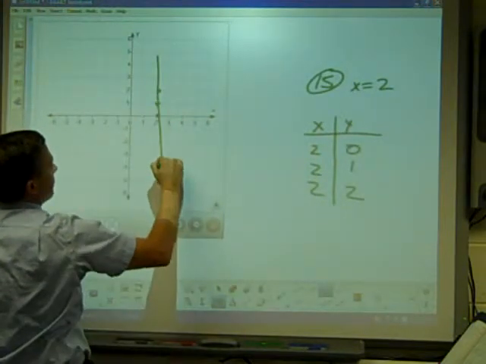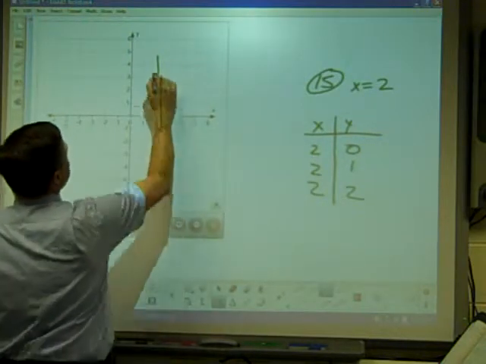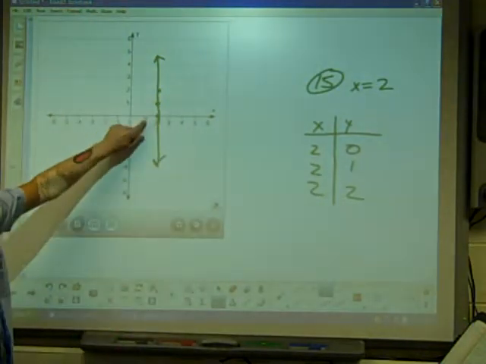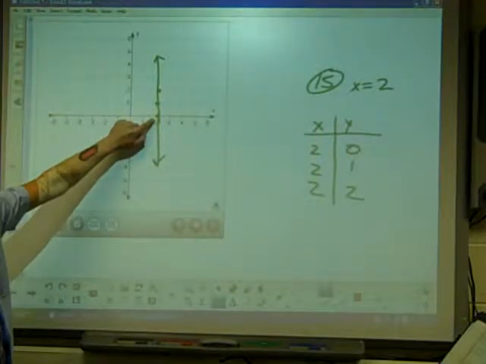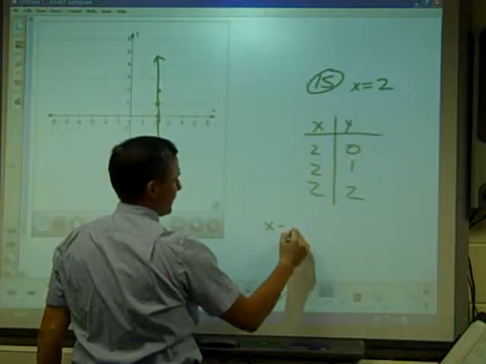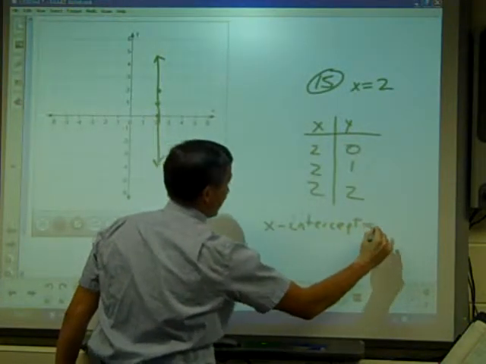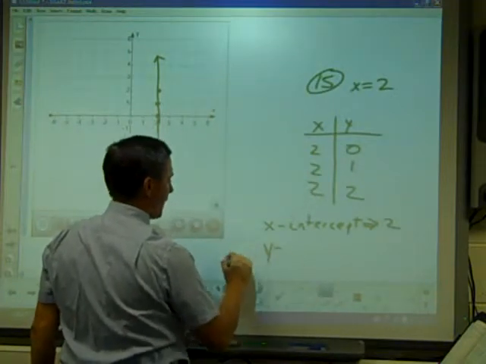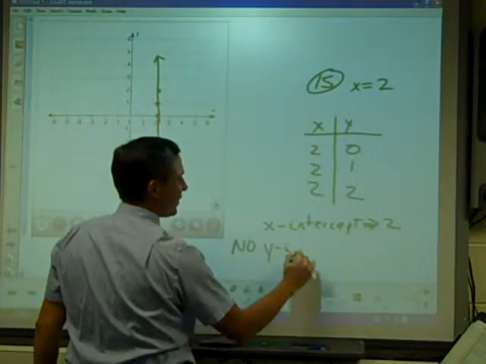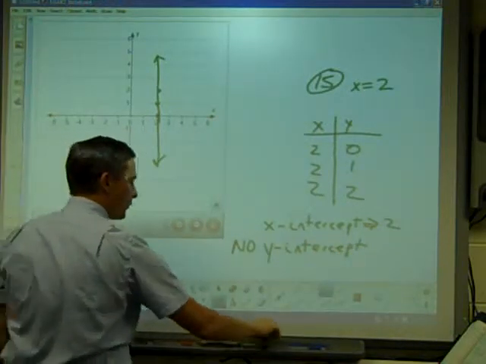And again, that's simple. Slope is hard on this. The x-intercept is 2, right? That's where it intercepts. Where does it hit the y-axis? It doesn't. So there is no y-intercept, because it never hits it. It's parallel.